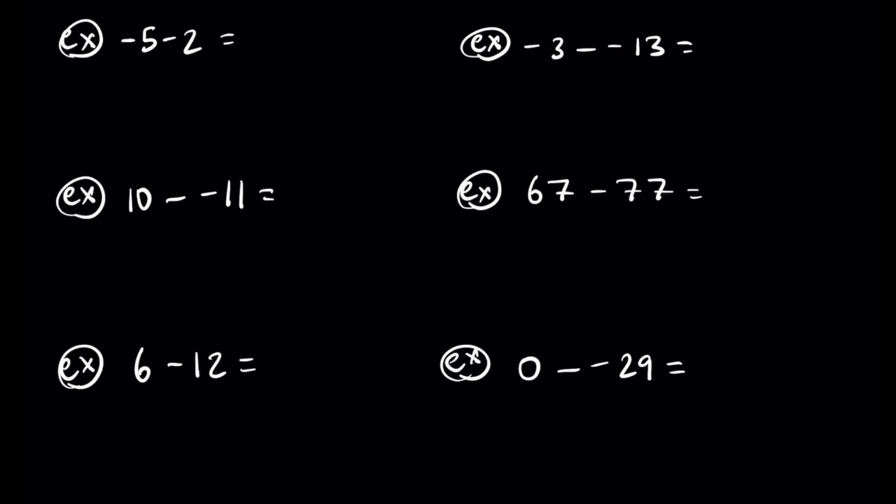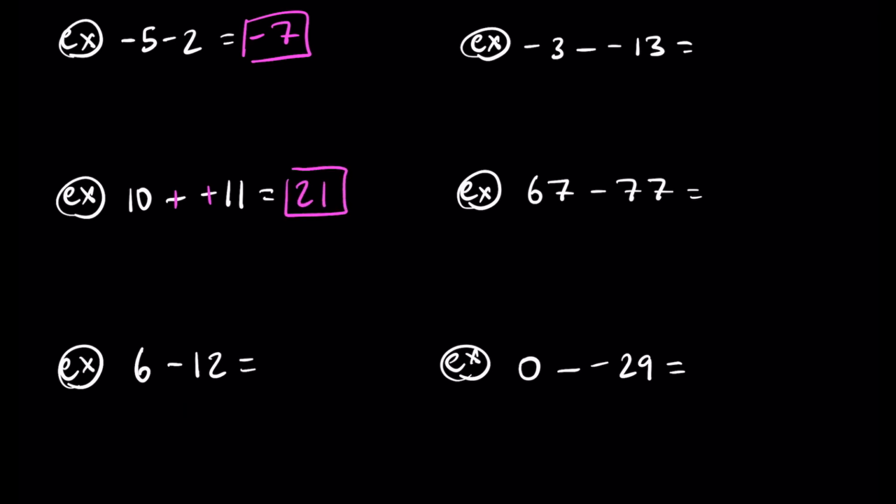Here's plenty of examples for subtracting integers. So we'll start up here with -5 minus 2. I lost $5. I lost $2. I have lost $7 altogether. Down here, 10 minus -11. Remember, anytime you see minus a minus or subtracting a negative, just turn them both into plus signs. So now we have 10 plus 11, which is 21.